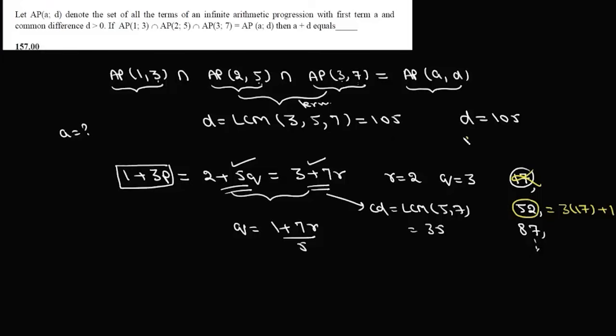So that means the value of A is 52. Now we have A and we have D. We need to find the value of A plus D. So A plus D will be 105 plus 52, and it will be simply 157, which is the answer to this question.